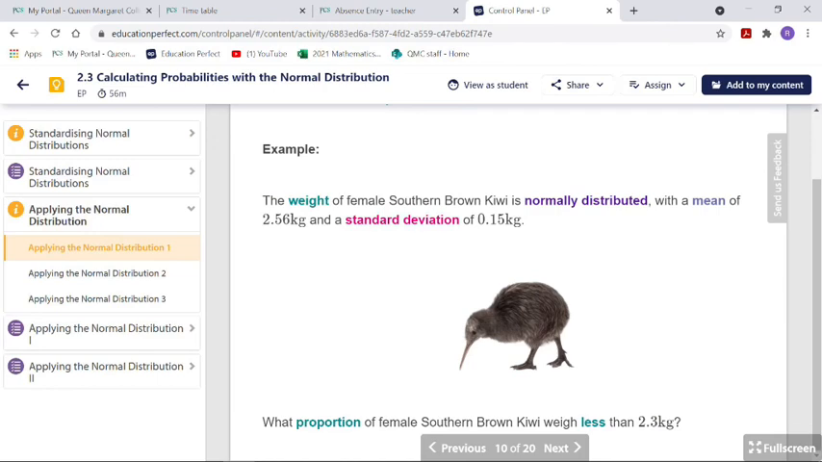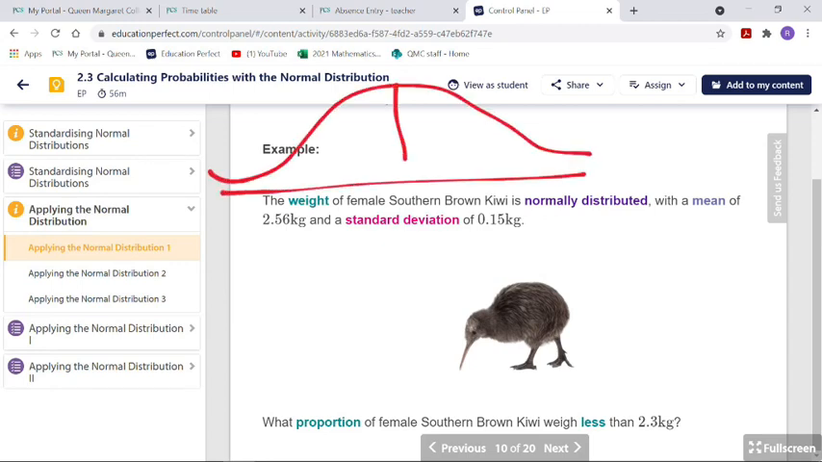Here we go. The weight of the female southern brown kiwi is normally distributed. They have to say that, otherwise you cannot assume that it's a normal distribution. With a mean of 2.56 kgs and a standard deviation of 0.15 kgs. Okay? So first thing we're going to always do is start by drawing our normal curve and doing the math that we need to do to get those numbers in there.